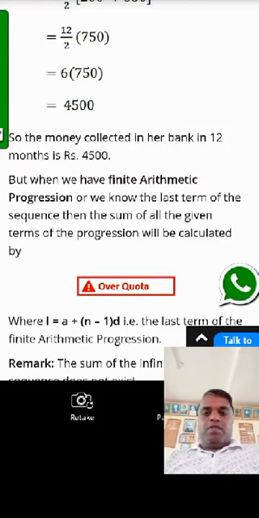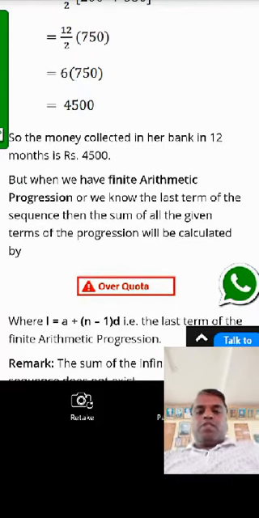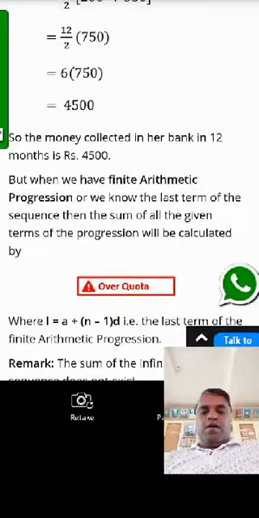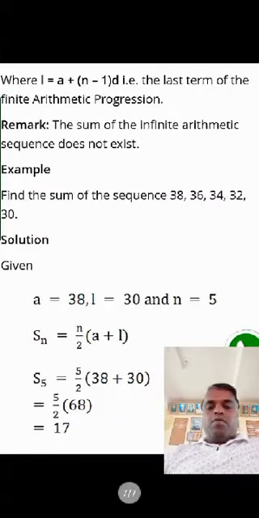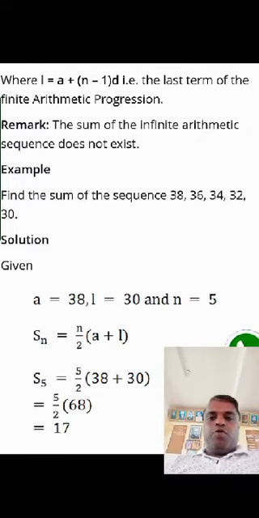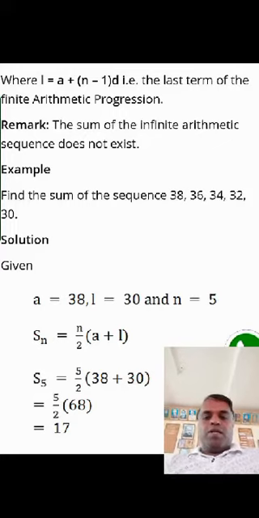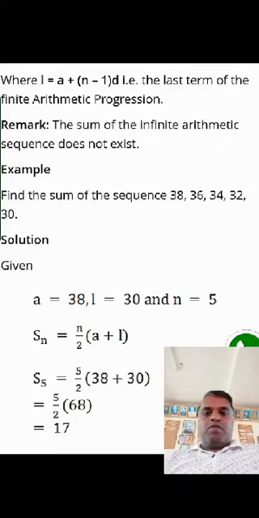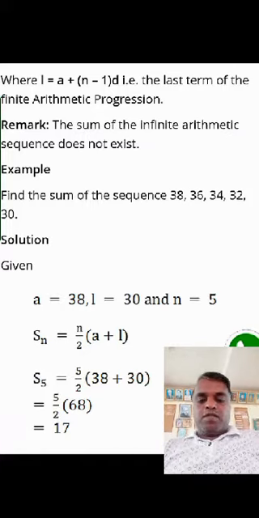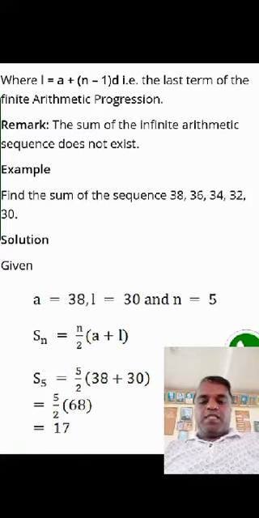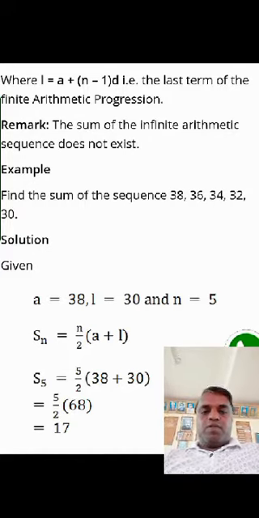But in a finite arithmetic progression, we know the last term. If you know the last term, then you have to apply the last term formula. What is the last term formula? Sn equal to n by 2 into a plus l. In the same series, if you know the last term, then you apply this formula, which is also the sum of the arithmetic series formula. Sn equal to n by 2 into a plus l. l means the last term, a is the first term, n is the number of terms.